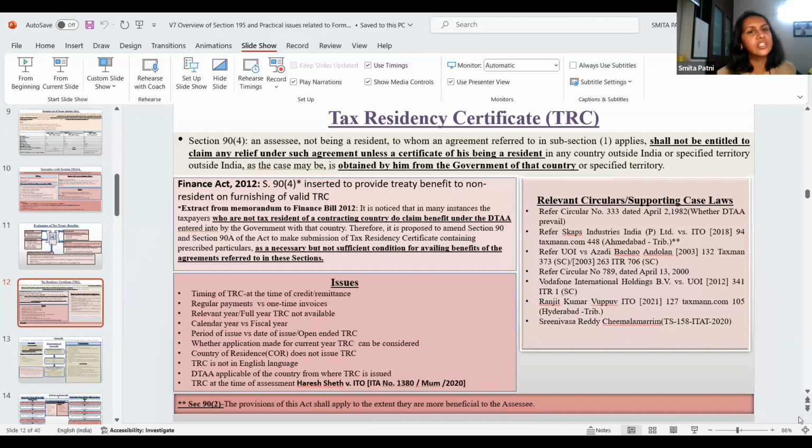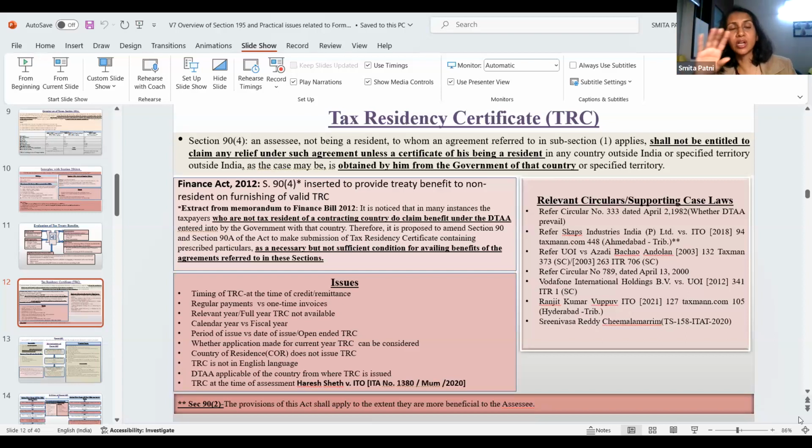This section was introduced in the year 2012. The reason for introducing this section was that people were taking the treaty benefit without providing the TRC, and there were a lot of cases where actually he was not even a resident of that country. So to plug that loophole, the department made it mandatory that if you provide the TRC, you will get the tax benefit. If you don't provide the TRC, you will not get the tax benefit. In addition, the memorandum also said that it is a necessary but not a sufficient condition for availing benefits. It is a necessary condition, but it's not complete in itself. Even if you give the TRC, the AO may still go beyond that.